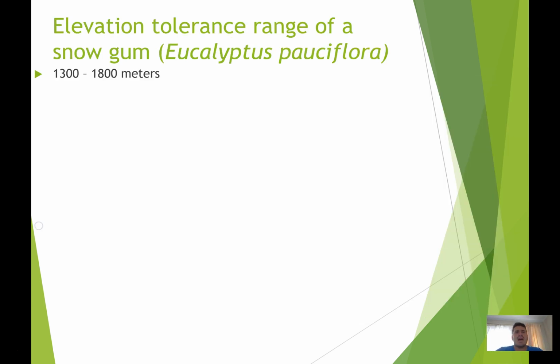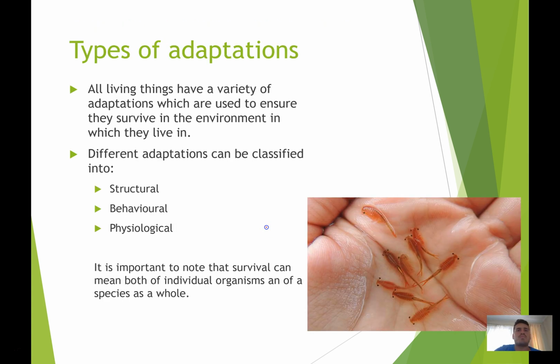I want you to have a go at drawing a tolerance range and have a bit of a play around with it. You don't have to be very specific with numbers, but draw a tolerance range for the snow gum, or Eucalyptus pauciflora. They're gums that live at some of the highest mountains in Australia. For example, above the ranges of Mount Kosciuszko, which hits over 2,000 meters, you don't get these snow gums anymore. See if you can draw one. We'll have a chat about it in class, what one would look like.